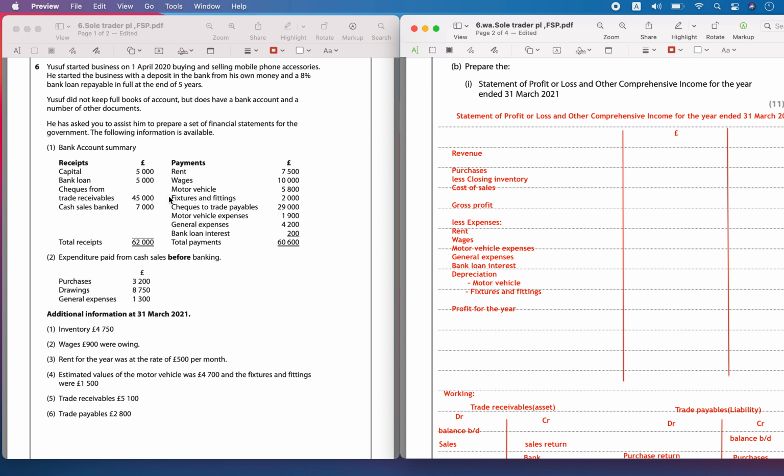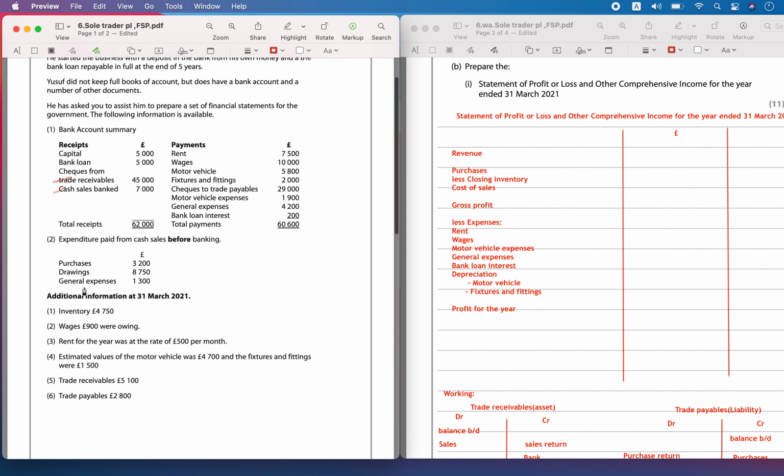Okay, now let's calculate. First one is the revenue. We have to calculate the revenue, so wherever the information is given about the revenue, we have to include it. First one is trade receivables, and we can see that 45,000 was the trade receivables. And then he says cash sales banked, they have given.